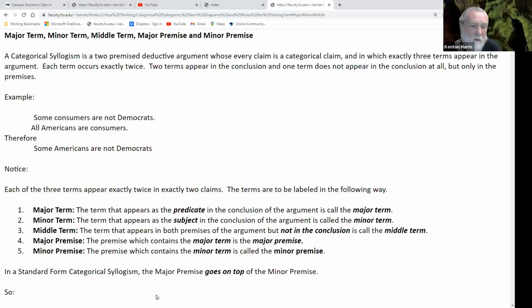Now, the major term of a categorical syllogism is whatever term is the predicate of the conclusion. So to find the major term, you have to go look at the conclusion and look at the predicate term. In this case, it's Democrats, and so Democrats would be the major term in this syllogism. The minor term is the subject of the conclusion. So in this syllogism, the minor term is Americans. And then the middle term is the term that does not appear in the conclusion. It only appears in the premises, and that would be consumers in this particular syllogism.